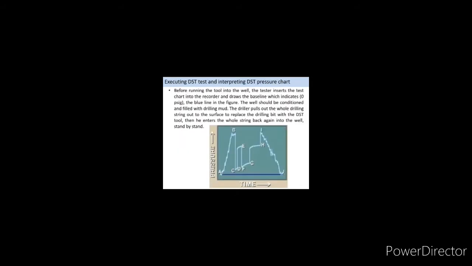Now coming to our interpretation, that is our main focus. Suppose we want to do a DST. First of all we will pull out the old drill string out of the well, then we will remove the bit, and instead of the bit we will fit the DST tool. After fitting the DST tool, we will again lower the whole testing assembly into the wellbore, and after reaching our interested depth, we will set the packer and test our zone. So this is the basic process.